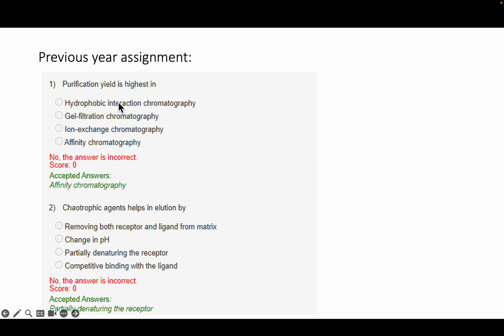The first question is, purification yield is highest in hydrophobic interaction chromatography, gel filtration chromatography, ion exchange chromatography, or affinity chromatography? It is highest in affinity chromatography. Chaotropic agents help in elution by removing both receptor and ligand from matrix, change in pH, partially denaturing the receptor, or competitive binding with the ligand. So chaotropic agents help in elution by partially denaturing the receptor.